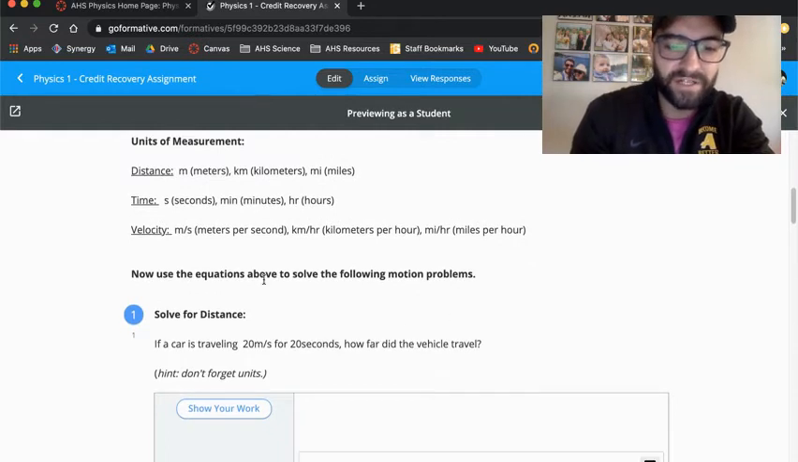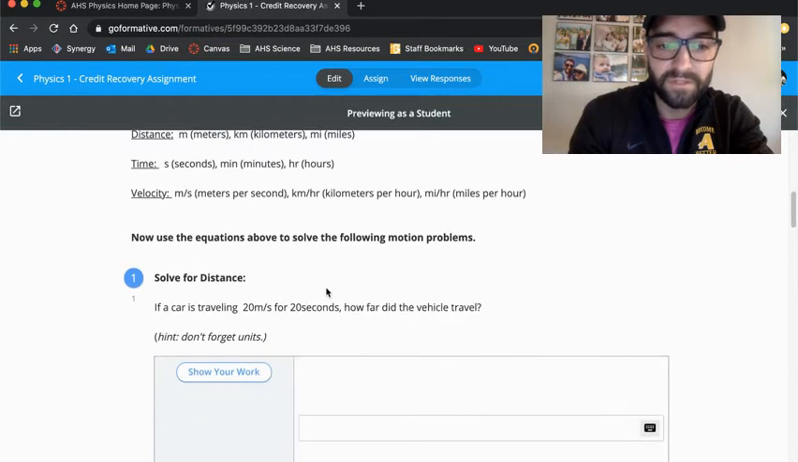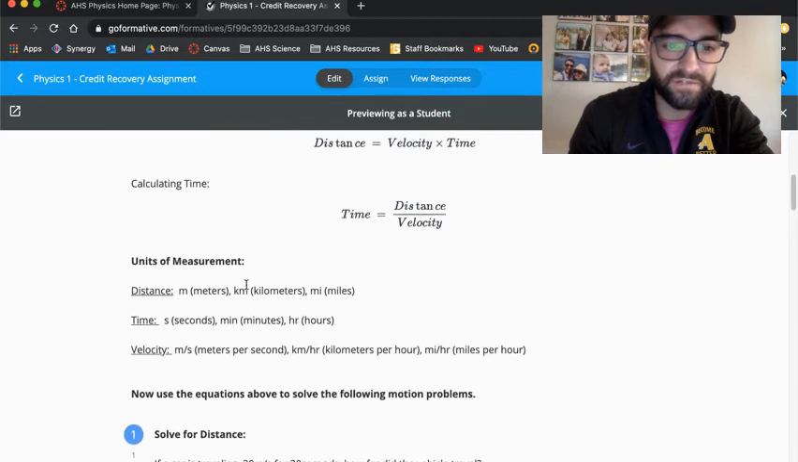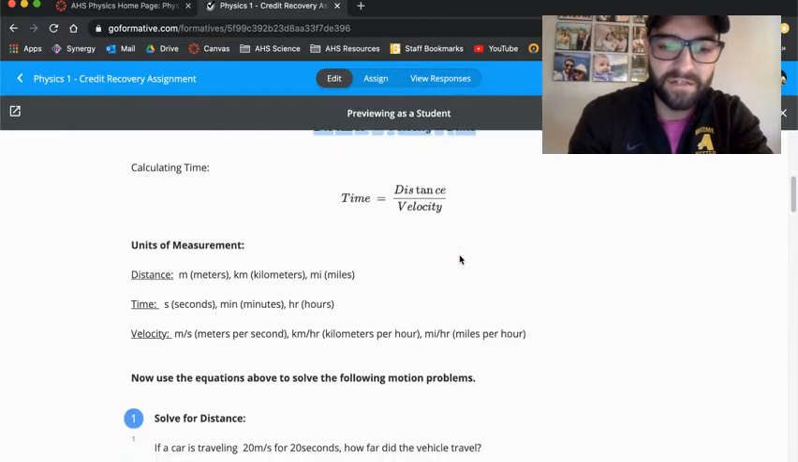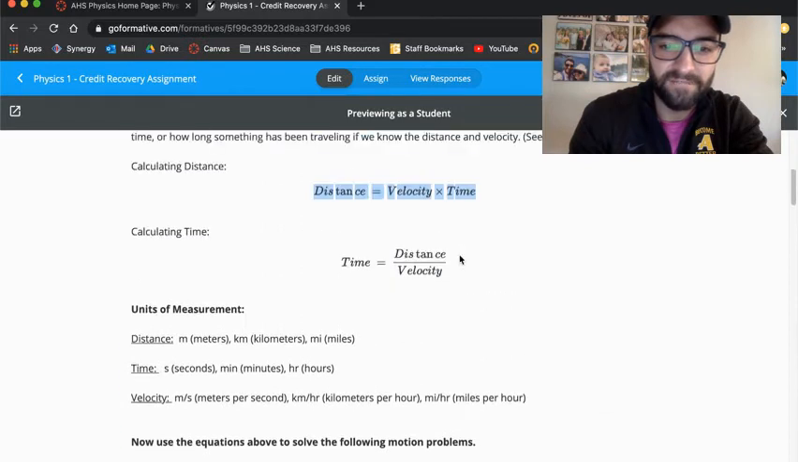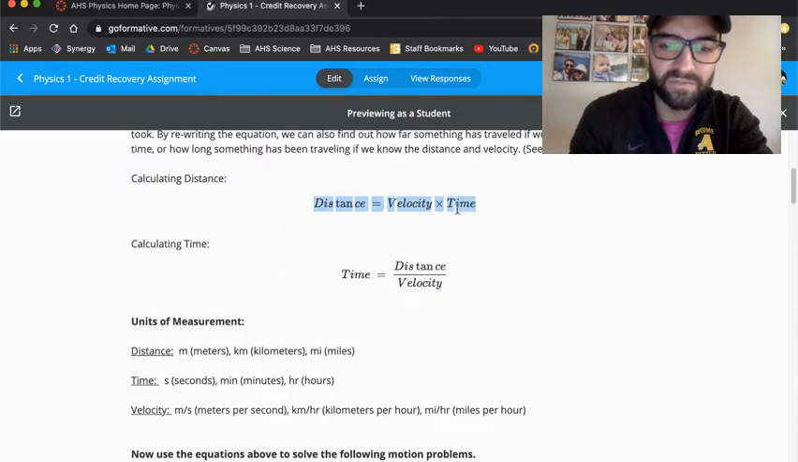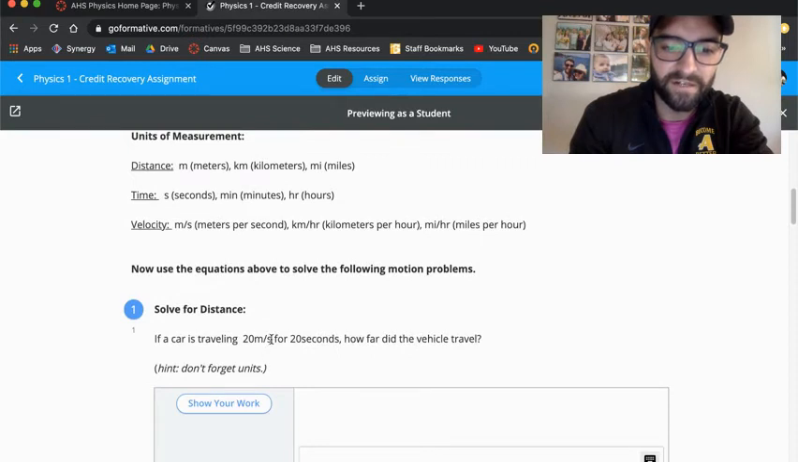Now, I want you to try and use these equations to solve these motion problems. So I've told you it's solving for distance, and therefore you need to find the calculating distance equation right here. Then in this scenario, you're going to get a velocity and you're going to get a time, and so you'll multiply them together. So you have here a velocity. I know it's a velocity because it's meters per second, right? That tells me it's a velocity for 20 seconds.